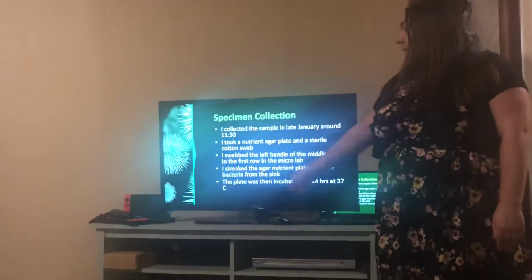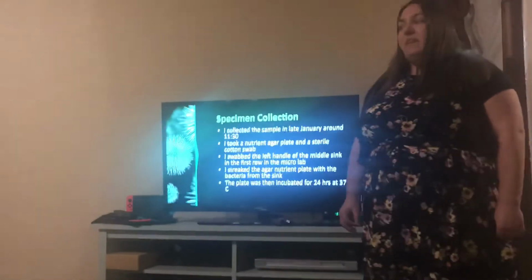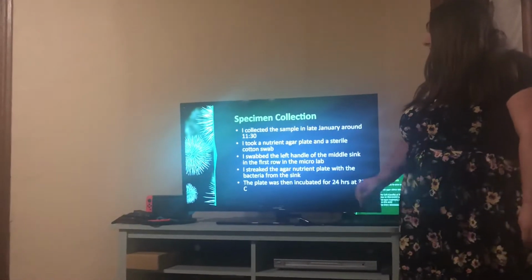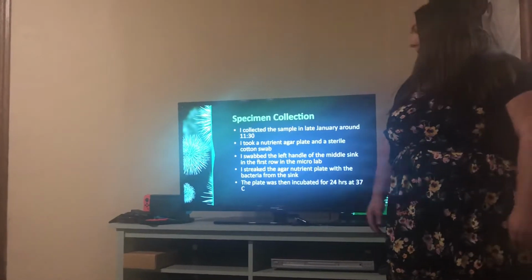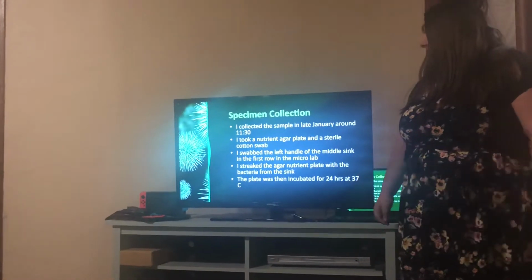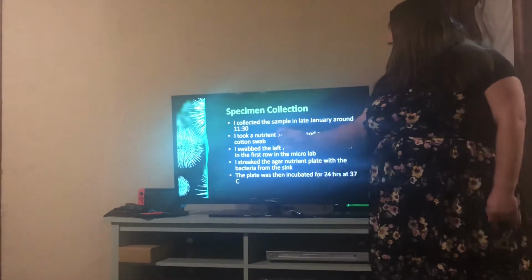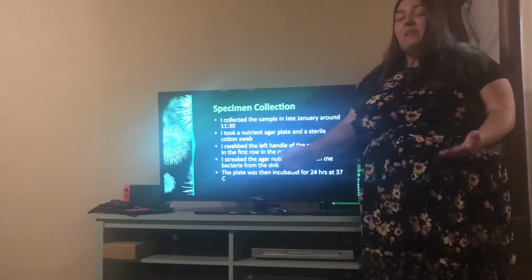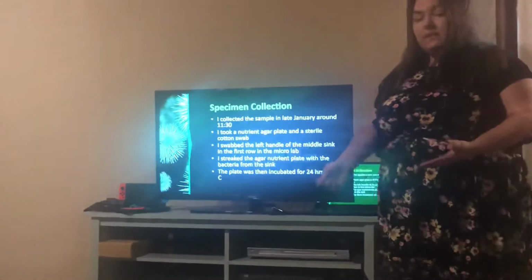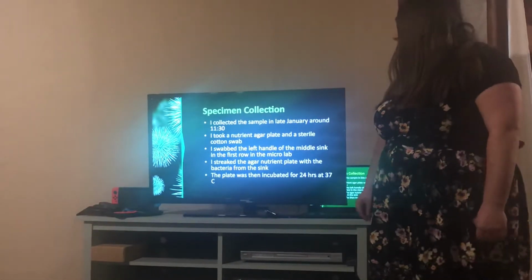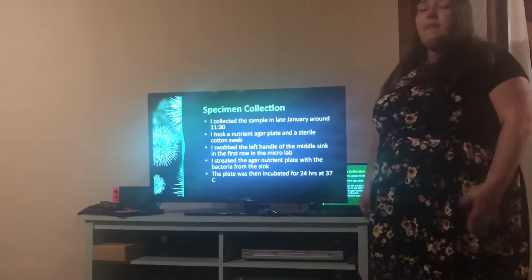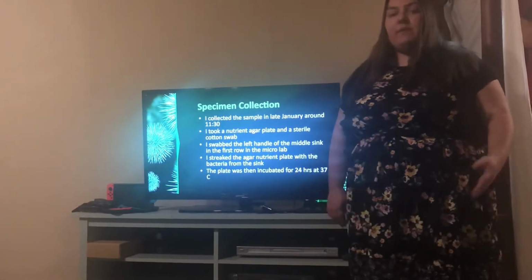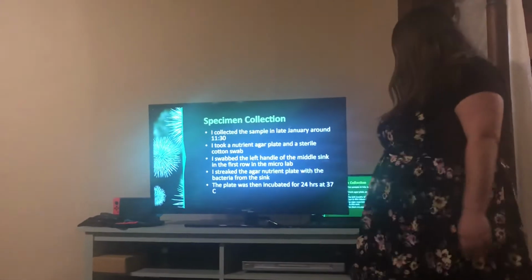This is going to talk about my specimen collection and just how I collected my specimen. I collected my sample in late January around 11:30. I took a nutrient agar plate and a sterile cotton swab. I swabbed the left handle of the middle sink in the first row of the micro lab, and then using sterile techniques, I streaked it on the nutrient agar plate. Then the plate was put in incubation for 24 hours at 37 degrees Celsius.